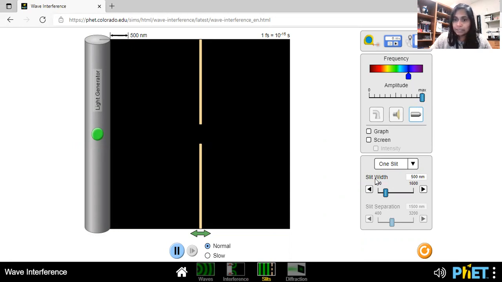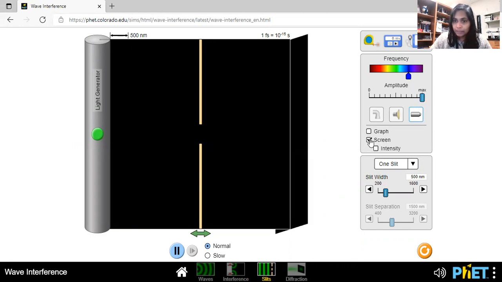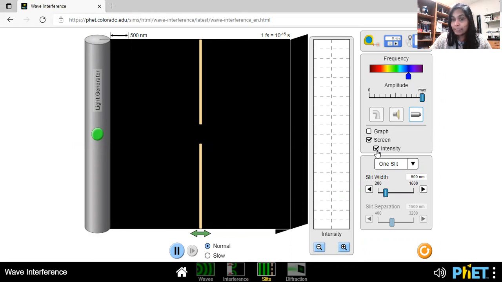And then we need the screen and the intensity graph. Of course, we're going to analyze the intensity graph and observe the fringe pattern. And then the separation, we'll keep it at the maximum possible. So let's keep it at 1600. So we have a higher open width in the single slit.